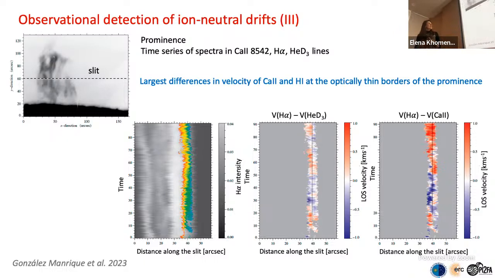And then here's a snapshot of the differences between H alpha and helium D3, two neutral lines, and also H alpha and the calcium. So you see that there are differences also between two neutral lines. They are not the same, but the difference with the calcium line is higher. So again, in the direction that our ion is slightly faster than our neutrons.